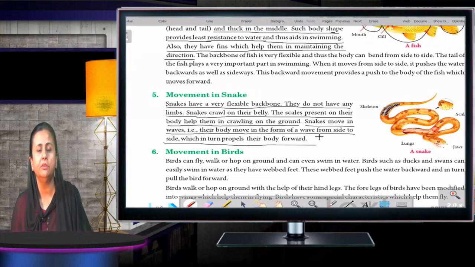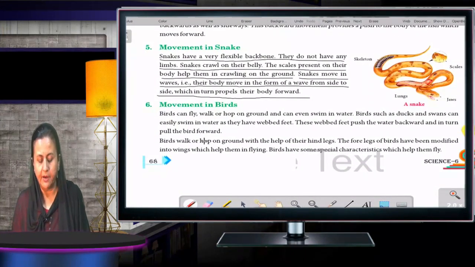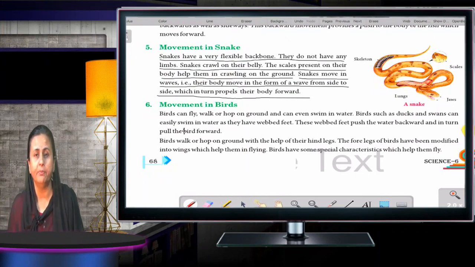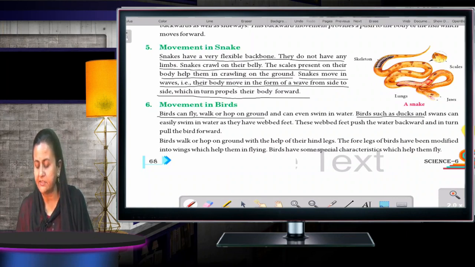As I told you, the fish have a streamlined body. Same is the case with the birds. Okay, birds too have a streamlined body. Birds can fly, they can hop, and they can walk also. Birds can fly, walk or hop on the ground. Some birds, such as ducks and swans, can easily swim in water as they have webbed feet. These webbed feet push the water backward and in turn pull the bird forward.